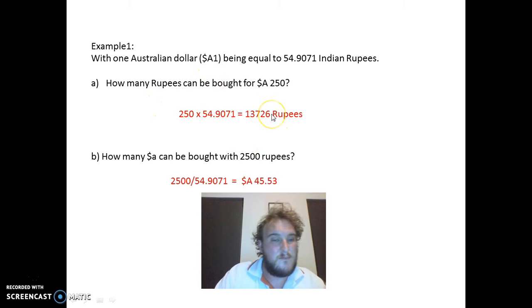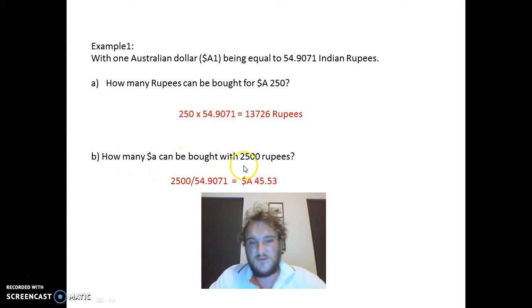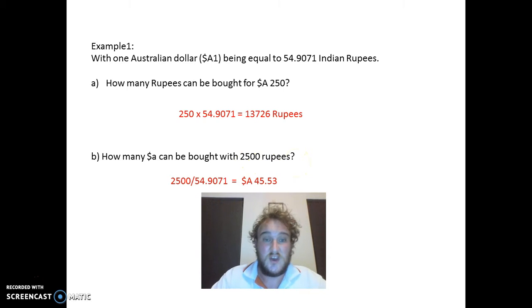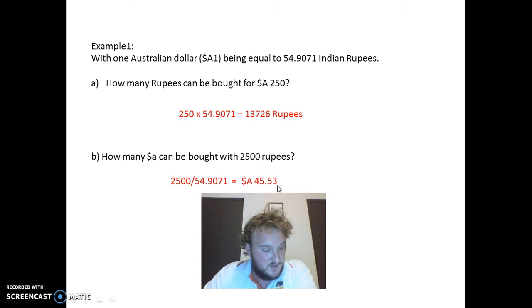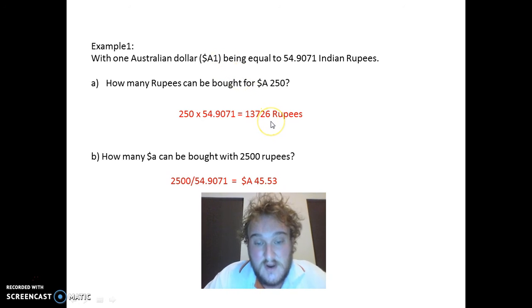Okay, now to go back to Australian dollars. How many Australian dollars can be bought with 2,500 rupees? So, using our knowledge of formulas, we're going to rearrange it, so we're going to end up with the amount of rupees divided by the conversion rate for one Australian dollar, and then that will give us our answer. So 2,500 divided by 54.9071, and that should equal $45.53, and that's Australian dollars. And that is rounded to 2 decimal places. The answer before was rounded to the nearest whole number.